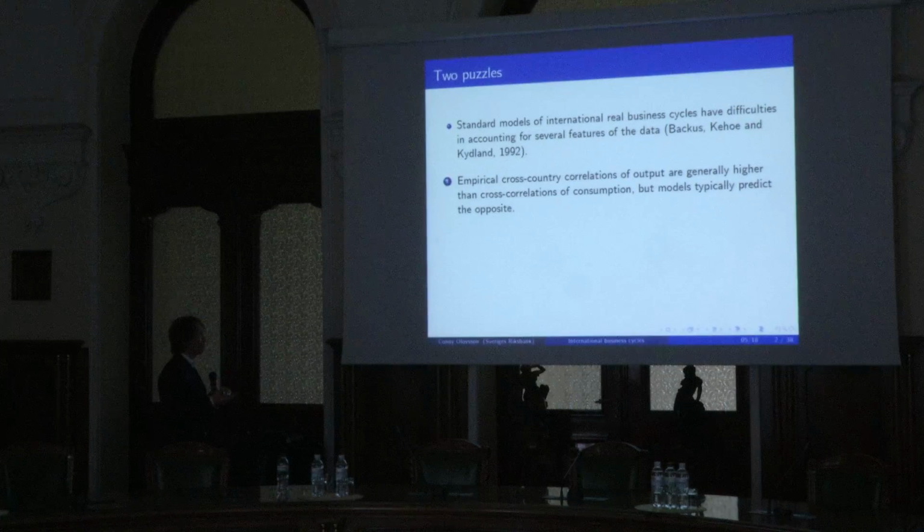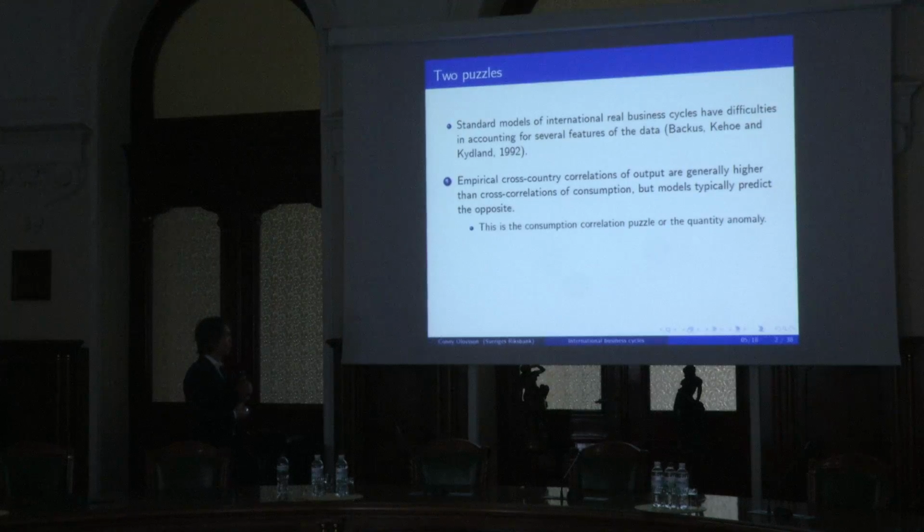That's one part of the puzzle, that these cross-country correlations for output are high in the data, and higher in particular than the cross-country correlations for consumption. But the models will predict the opposite. And this is called the consumption correlation puzzle, or the quantity anomaly.